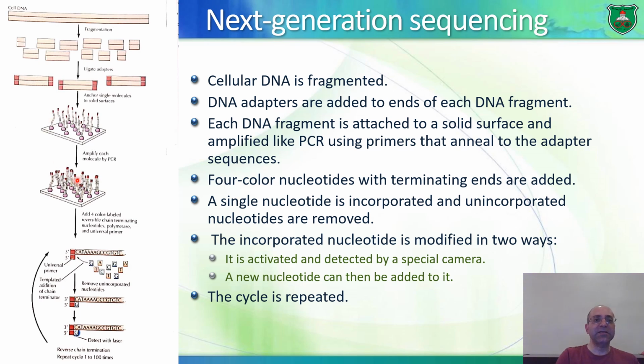And we have DNA synthesis going on for each one of these DNA fragments, and we use the same primer. Well, how come they have different sequences? We use the same primer because they all have the same adapter, and the primer is complementary to the adapter. So we have sequencing going on for each one of these DNA fragments. Okay, they all have the same primer.